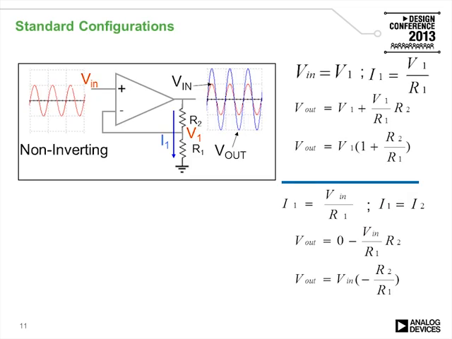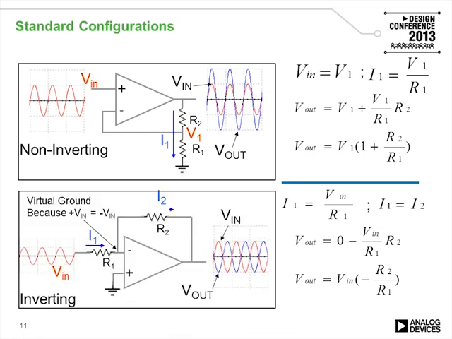Standard configurations are non-inverting, which are shown here at the top, as well as the inverting. The difference between these two is the relationship between the input and the output signal. You can see that in the non-inverting case, the output and the input have the same phase. In the inverting case, they have opposite phases.